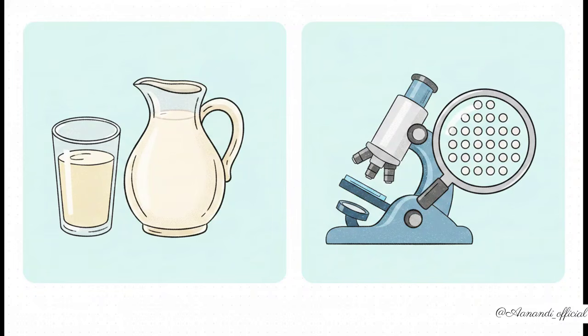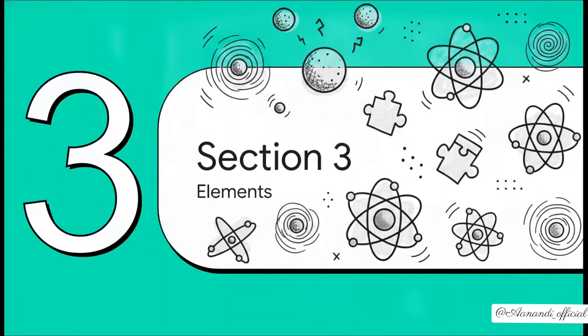But a scientist? They are way more strict. To a scientist, even that high-quality farm-fresh milk is still just a mixture of water, fats, and proteins. Scientifically speaking, the word pure strictly means a substance consisting of exactly one type of particle throughout. And most importantly, it's a kind of matter that cannot be separated into anything else by any physical process. Which brings us to Section 3, elements, the building blocks.